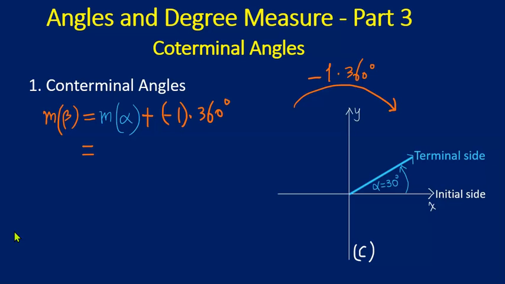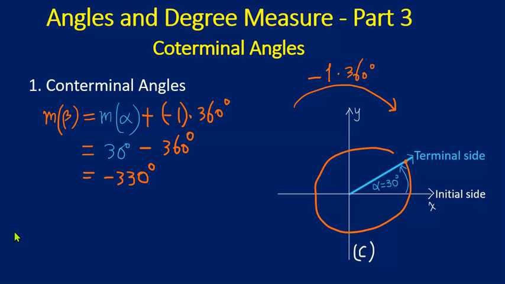Let's evaluate this. We're going to replace measure of alpha with 30 degrees and minus 360 degrees. The difference will be negative 330 degrees. So let's rotate the terminal side and see if we get the same result. Anywhere on the terminal side, I'm just going to pick the side over here. So let's rotate in the negative direction and back to the terminal side. So let's label this angle beta.